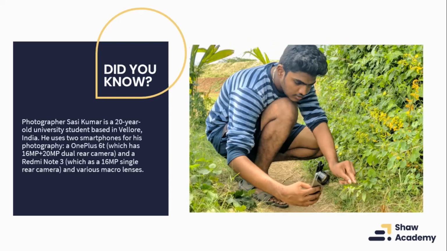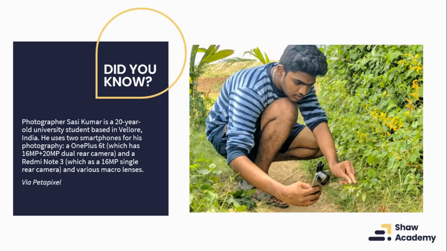This was taken by an Indian photographer, Sashi Kumar, a 20-year-old university student. He does photography as a hobby and is particularly into macro photography. Now, he does have two very high quality phones. He's got the OnePlus 6T, with good specs in terms of the megapixels, and he's also got a Redmi Note 3, and he uses various macro lenses to capture these shots as well. You can check out PetaPixel, which is a site you should definitely be following, petapixel.com. You can find out much more about him and see much more of his shots.